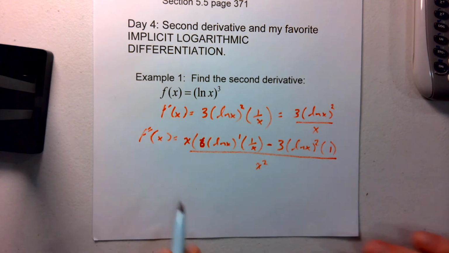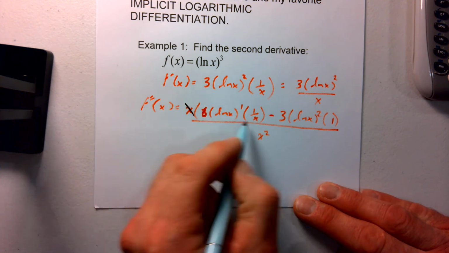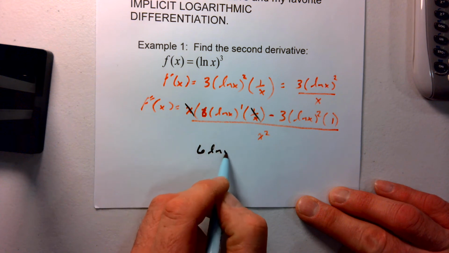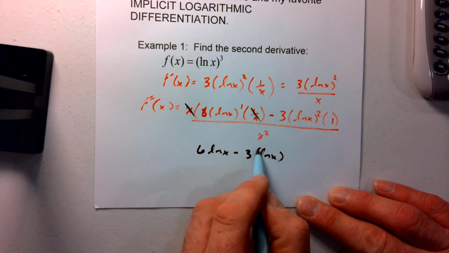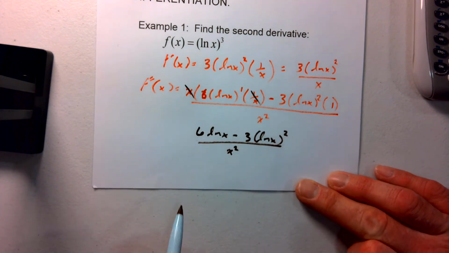I'm going to change a marker there, so we're going to clean this up. We have x times 1 over x. Those will cancel for us. So we get 6 natural logs of x minus 3 natural logs of x squared over x squared.